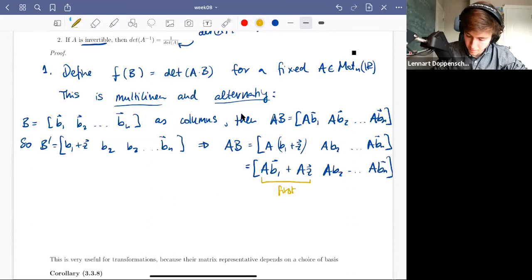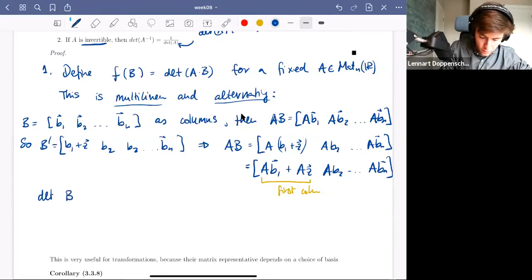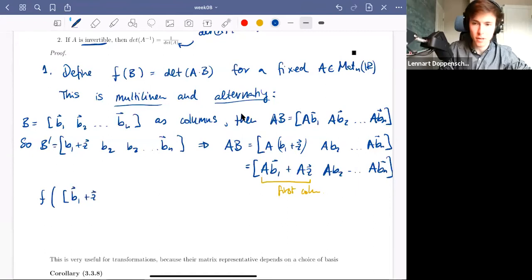So when we apply now the function to this matrix where we have B1 plus Z as the first column, we want to show that it is linear in this, so that we can pull the sum apart and have F of B1 and the other B's and F of Z and the other B's. That's what we're trying to show here. So this is the first column. Then we have the other columns unchanged.